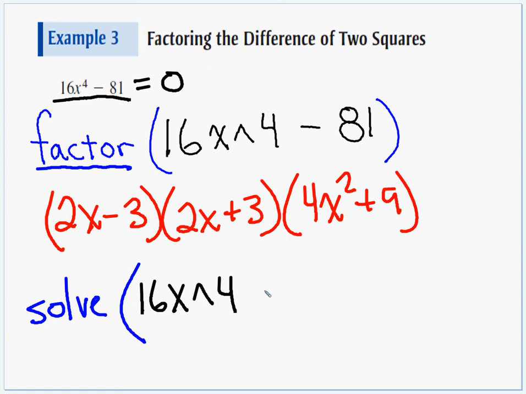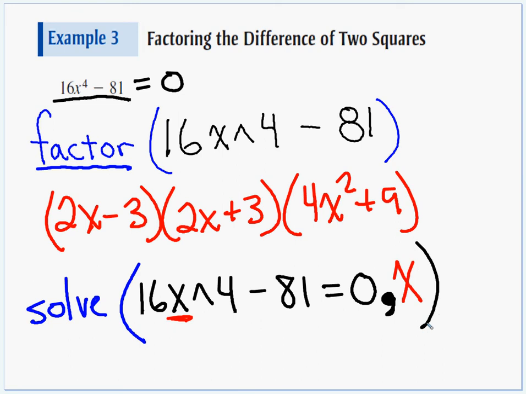16x to the fourth minus 81. Now we're going to set it equal to 0. And we're going to need to put a comma. That comma key is right next to the parenthesis key. And as smart as the calculator is, it does not solve for a variable unless we tell it to solve for a variable. And since our function has an x in it, let's tell it to solve for x. And then we're going to close our parenthesis. So we set it equal to 0 and give it a comma x, and then we should be good.